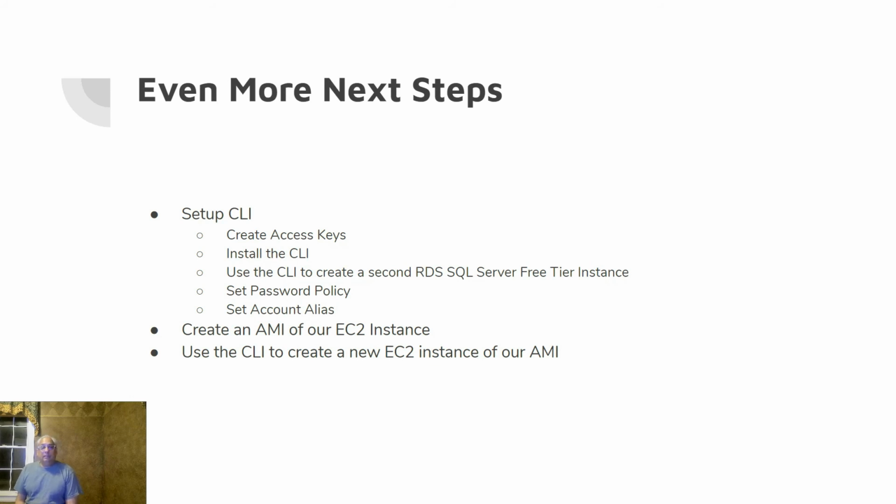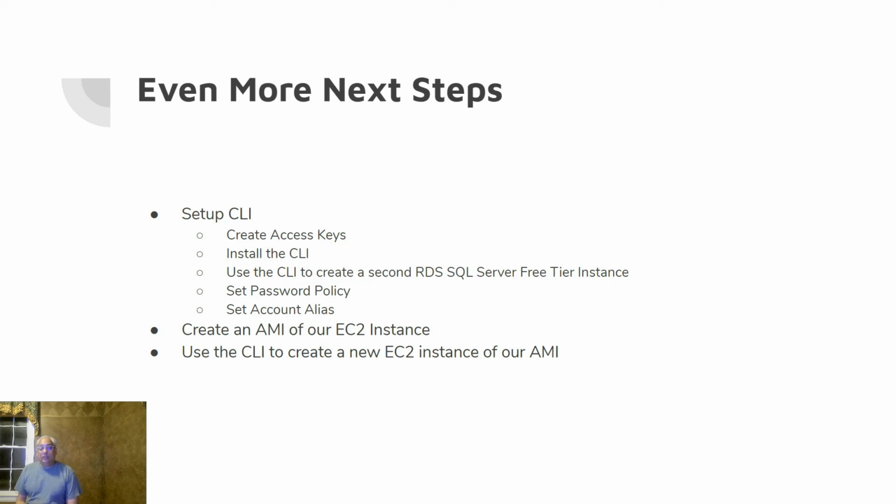Then we're going to set up the CLI and get back to more AWS-oriented activities. We'll create access keys, install the CLI, use the CLI to create a second RDS SQL Server free tier instance. Set a password policy. Set an account alias.